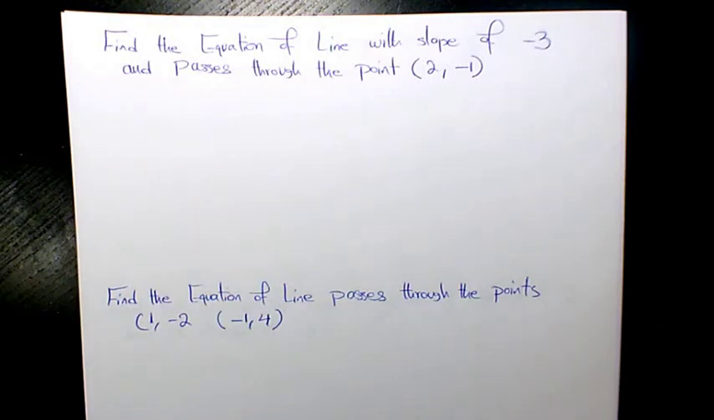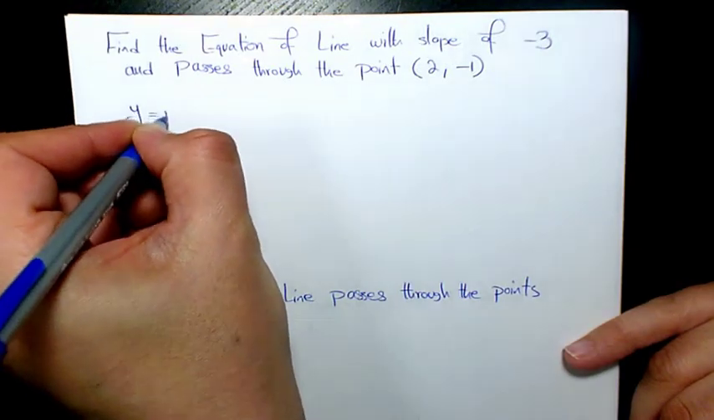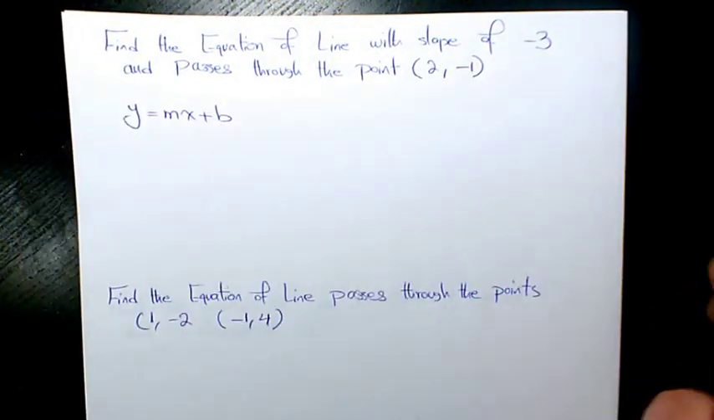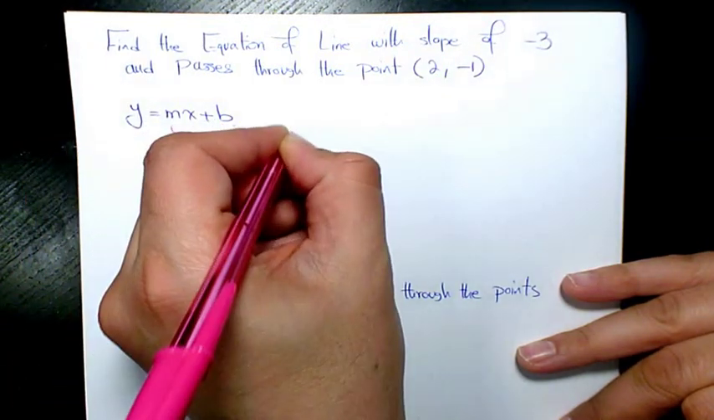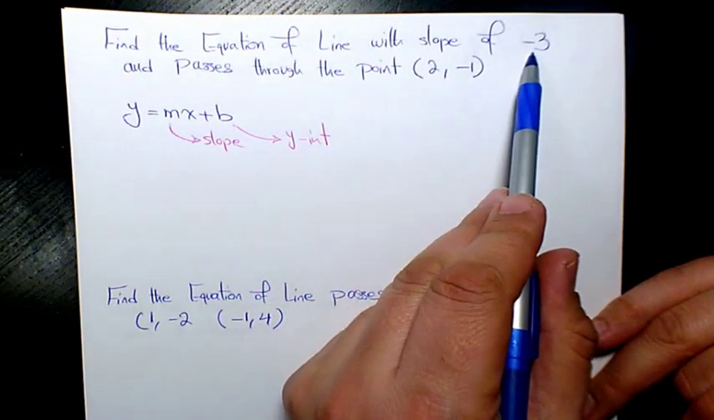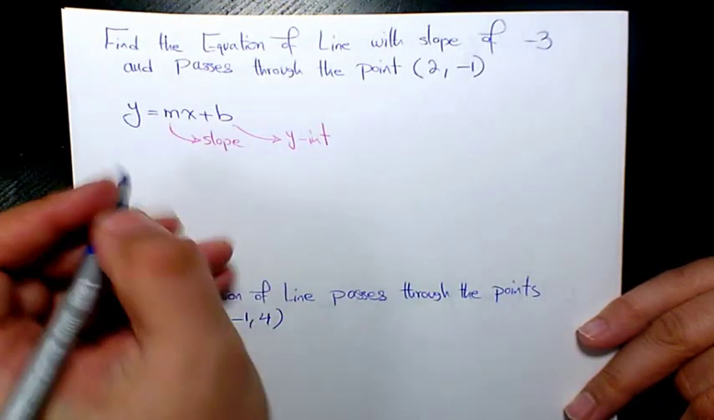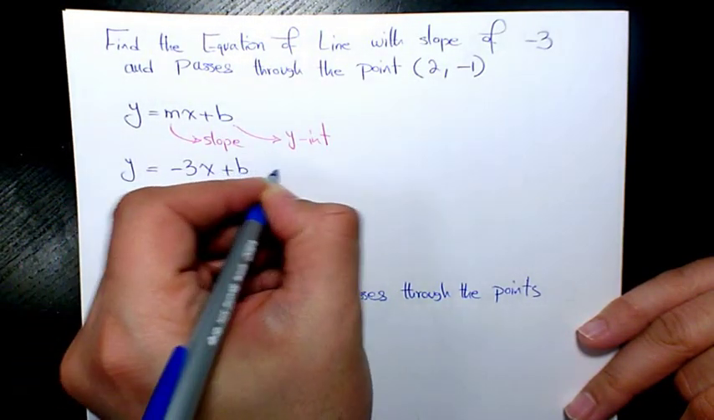In this example, it says find the equation of line with slope of -3 and passes through the point 2 and -1. So again, I'm gonna say the equation of line is y equals to mx plus b, when m is the slope and b is the y-intercept. As you see here, m is given, but we need to find out the value of b. So it's going to be y equals to negative 3x plus b.